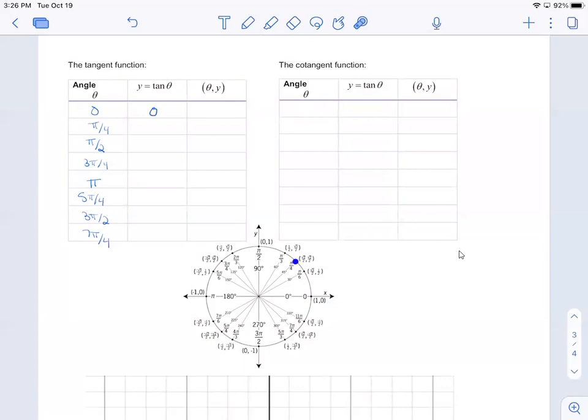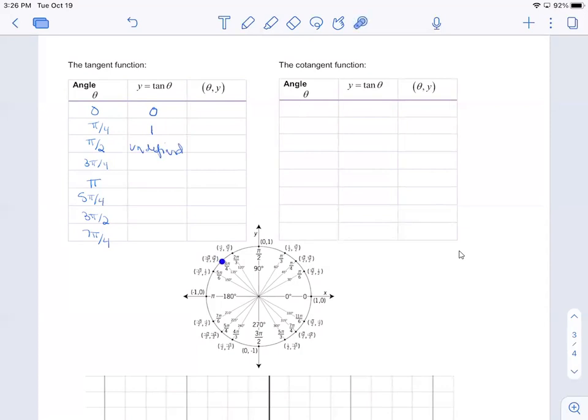At pi over 4, you'll see why I conveniently chose that angle, is because when you divide root 2 over 2 divided by root 2 over 2, life is nice to us. It just gives us 1. The same thing over the same thing gives us 1. Here, well, now it's going to be 1 divided by 0. I can't divide by 0, so it's undefined.